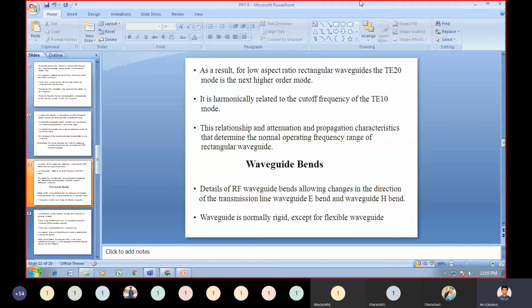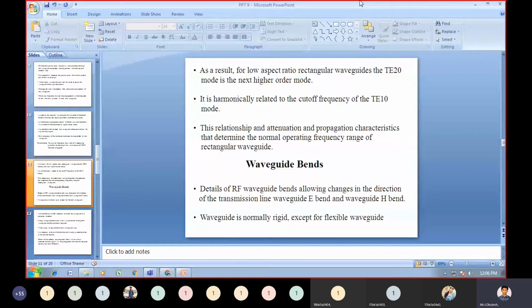Next, coming to waveguide bends. How to bend the waveguide? You need to discuss waveguide bends: the details of the RF waveguide bends allowing changes in the direction of the transmission line waveguide in the E band and H band.